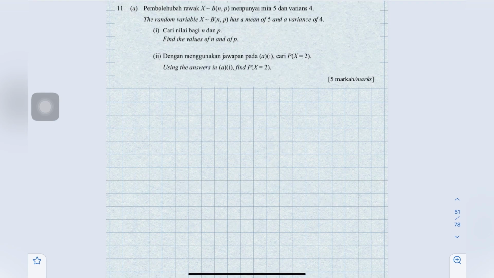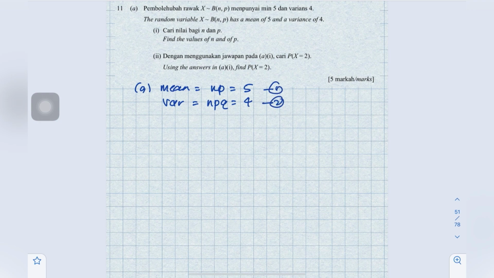(11A), the random variable X distributed as binomial n, p has a mean of 5 and a variance of 4. Roman 1, find the values of n and of p. For binomial, the mean formula is np, so np equals 5. And the variance formula is npq equals 4. This is equation 1, equation 2.